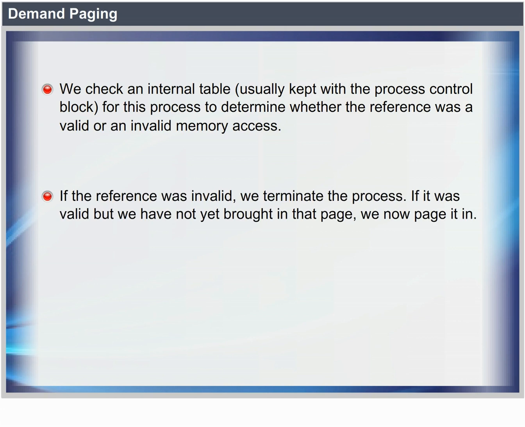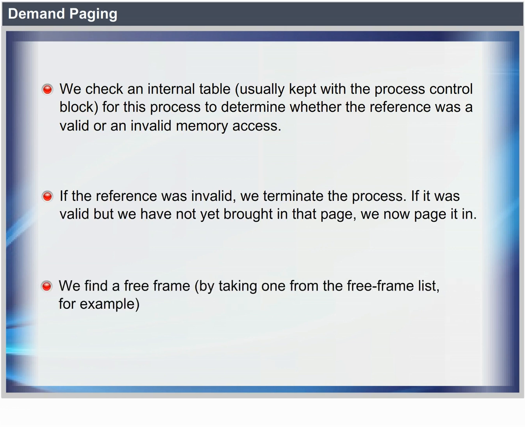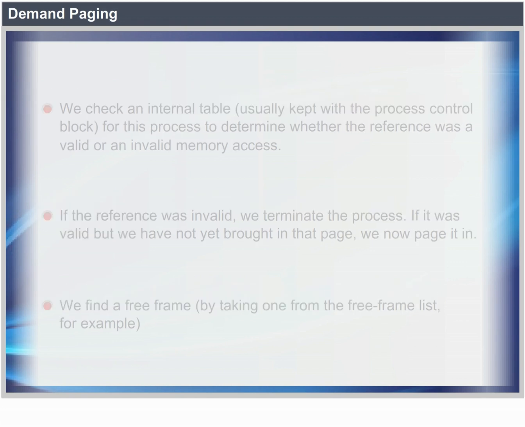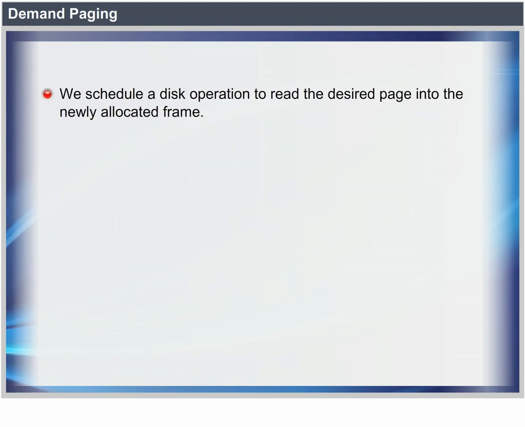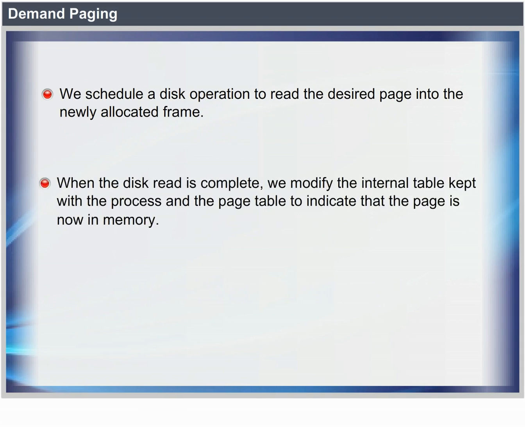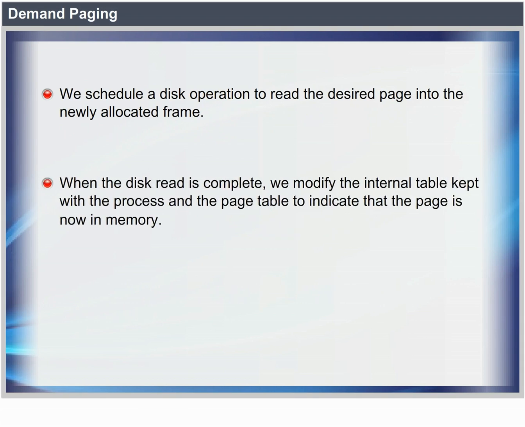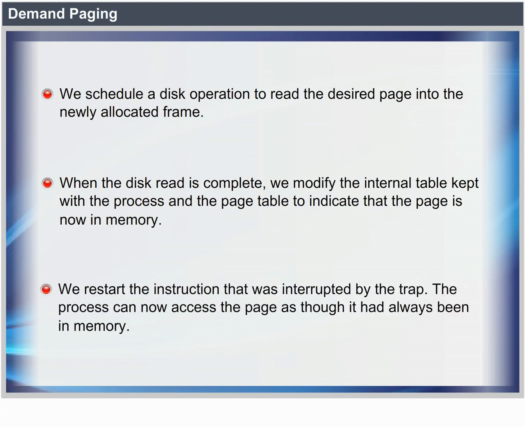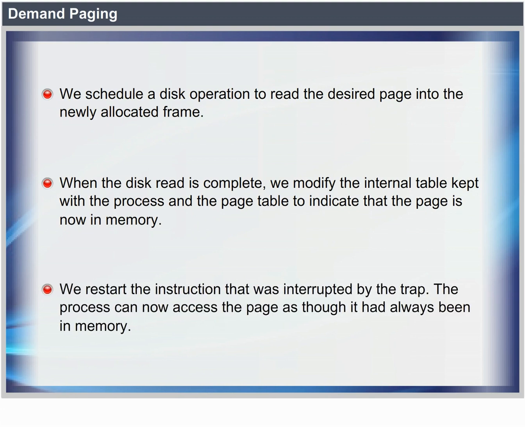We find a free frame by taking one frame from the free frame list, for example. We schedule a disk operation to read the desired page into the newly allocated frame. When the disk read is complete, we modify the internal table kept with the process and the page table to indicate that the page is now in memory. We restart the instruction that was interrupted by the trap. The process can now access the page as though it had always been in memory.